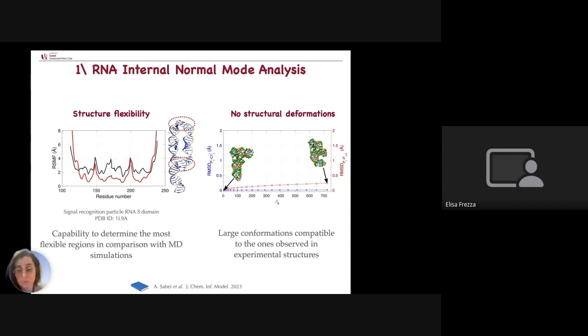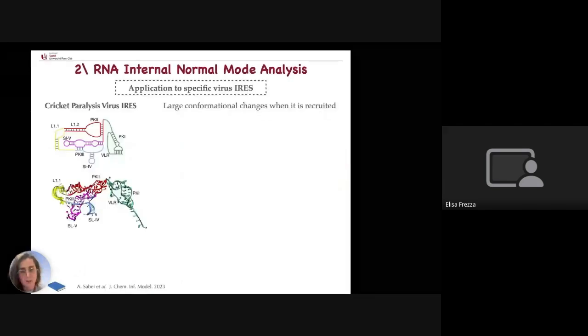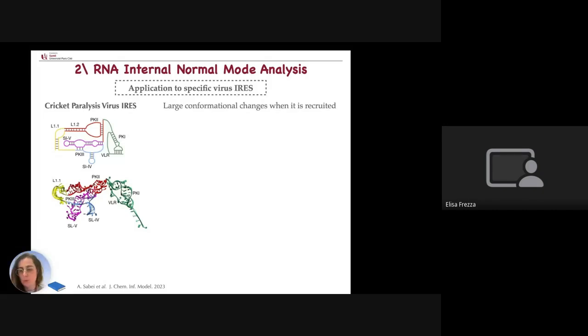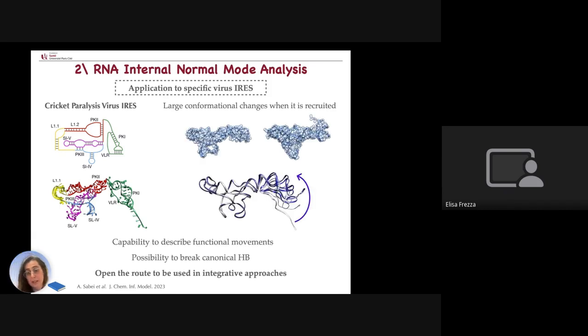And to test and challenge our method, we also looked at a specific viral IRES, a specific important element that recruits the ribosome, and we wanted to understand how it avoids the recruitment of the ribosome. And large conformational changes can occur when it's recruited with the correct partner. And we observed that we were capable to show the most functional movement and also the possibility of breaking hydrogen bonds that are not possible in MD simulation. So this for us opened the route to use this approach in integrative approaches like using SAXS, EM, or other data.